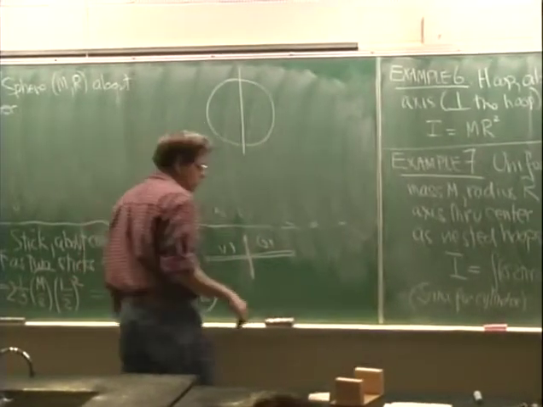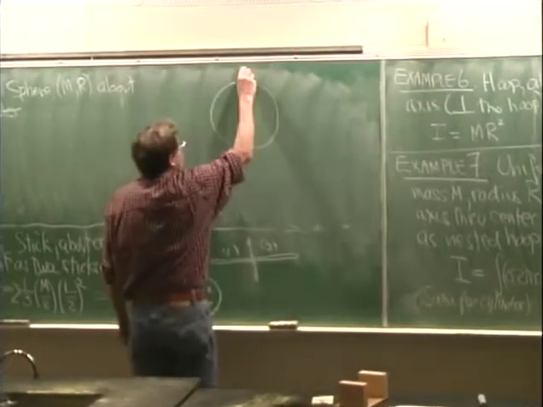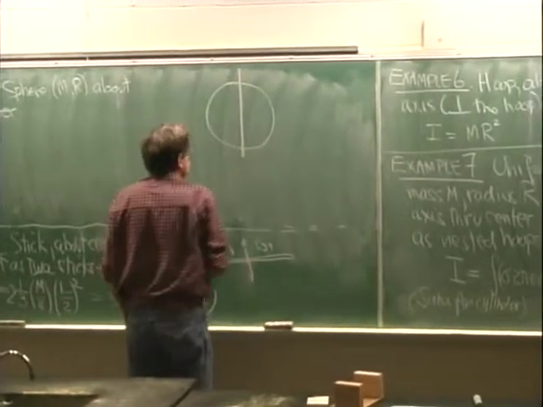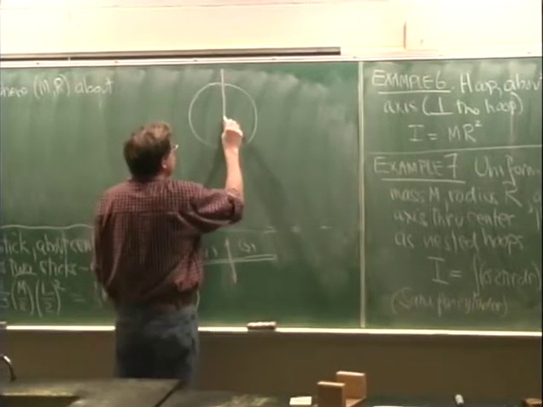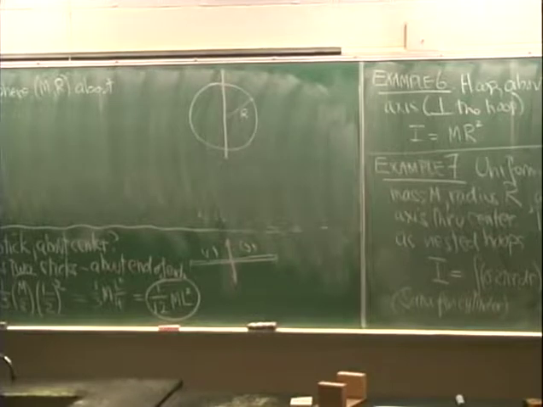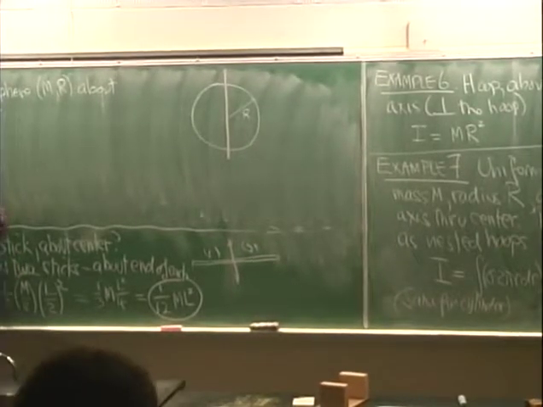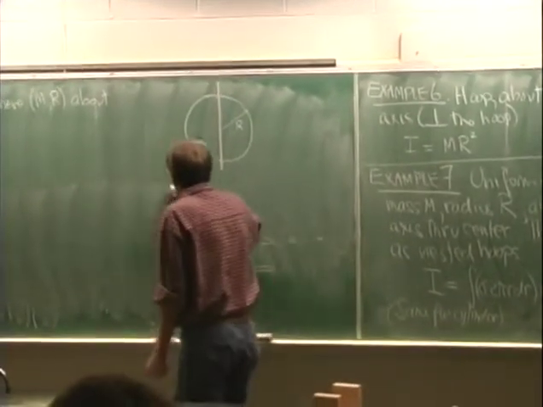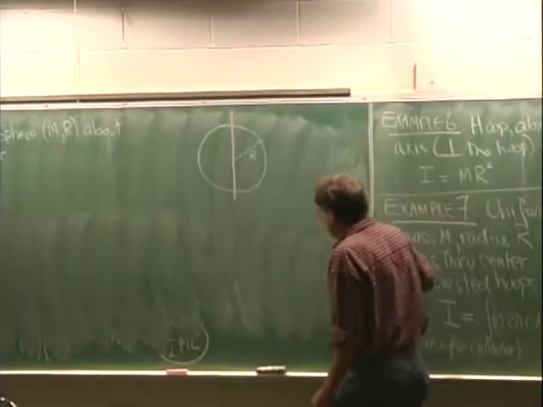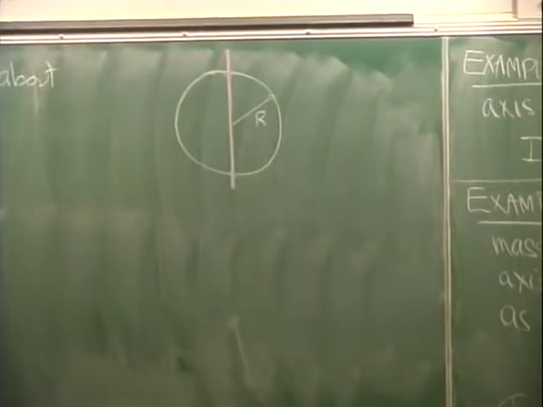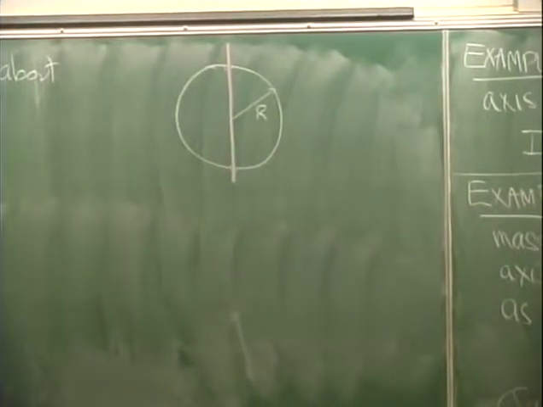Axle through the center, so this is like the Earth, and this is the axis of revolution of the Earth. The thing has a radius of r and a mass capital M, and I want to know what is the moment of inertia about that axis there. Well, why don't we play the same game that I suggested for the uniform cylinder, chop this thing into pancakes.